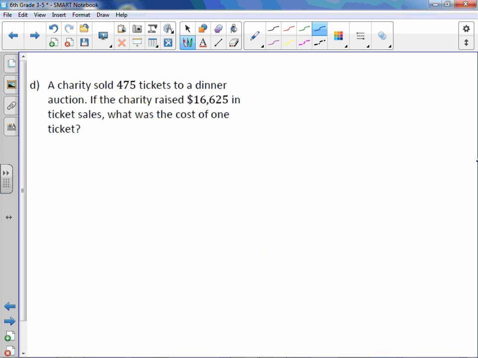D. A charity sold 475 tickets to a dinner auction. The charity raised $16,625 in ticket sales. What was the cost of one ticket? So we need to divide 16,625 divided by 475.